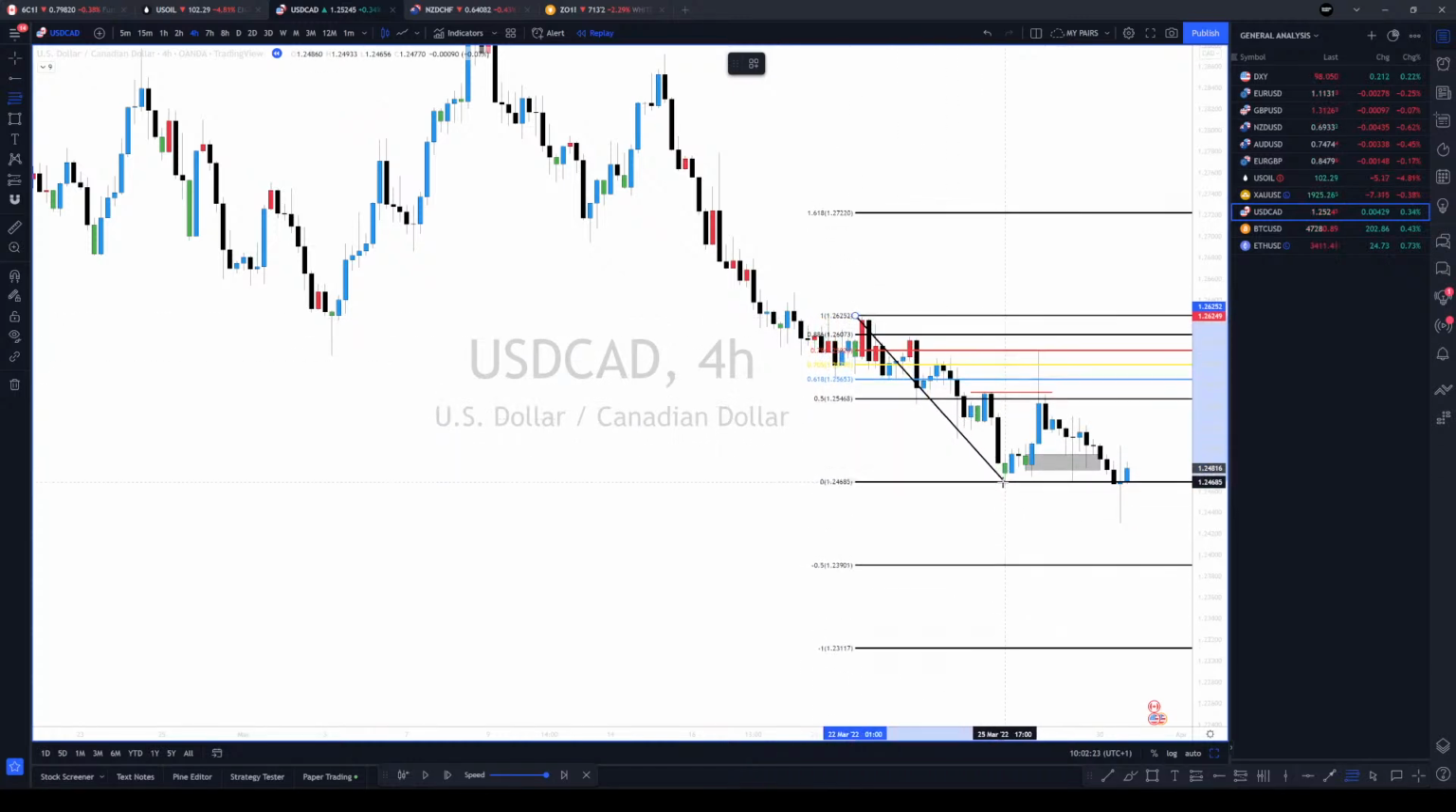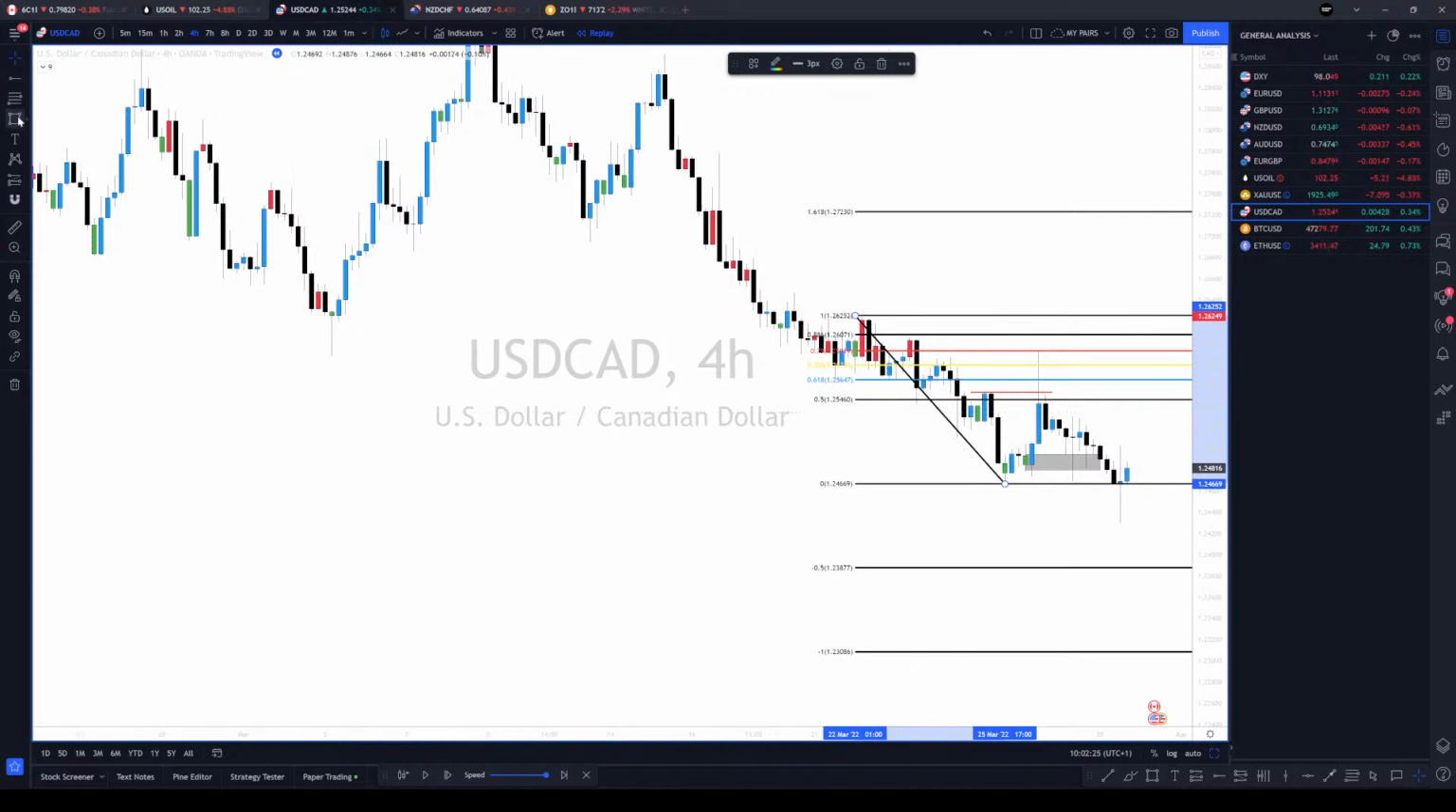So if you do the fib from this high to that low, it retraces to exactly those same levels that I teach you to look at, the optimal trade entry zone, and then look for continuation to the downside.